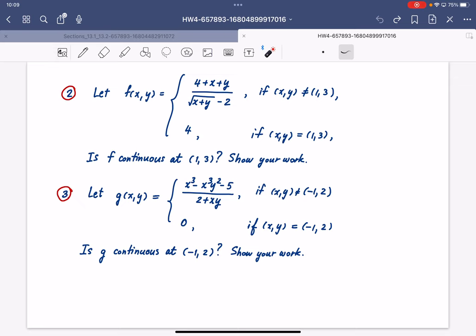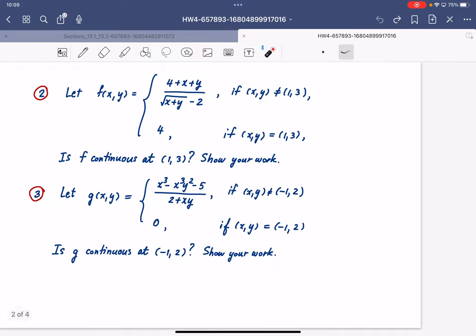If it is some number over 0, it means that the limit is infinity, and that means the limit does not exist. Okay.